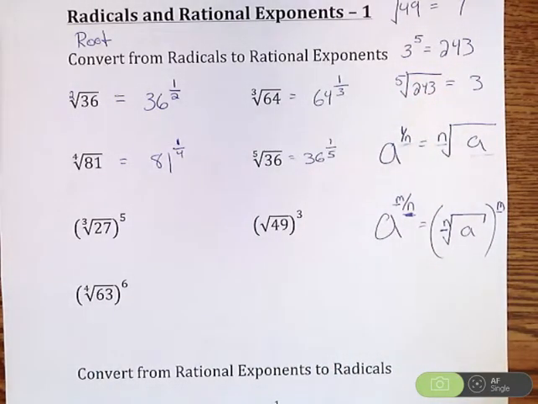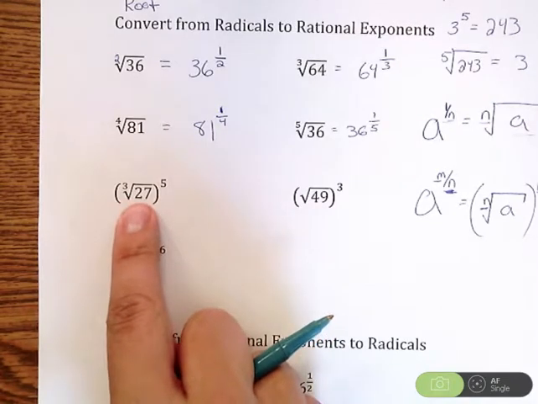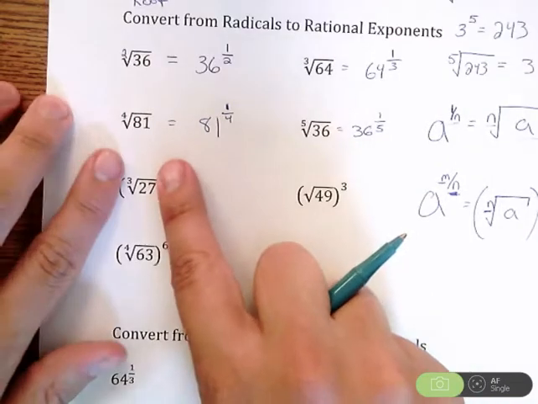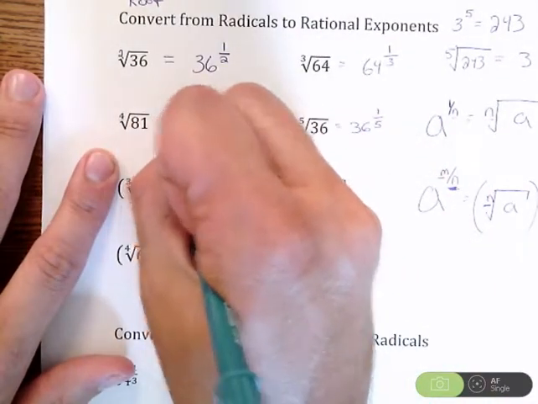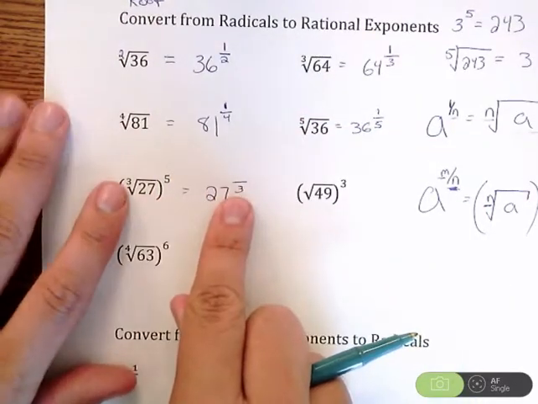So those are the very basic ones. We're going to step it up and get a little bit more difficult. I have the third root of 27, but then this, inside the parentheses, is raised to the 5th power. So let's start on the inside and work our way out. So if I had a third root of 27, I'm going to have a base of 27. The denominator of my exponent is 3.